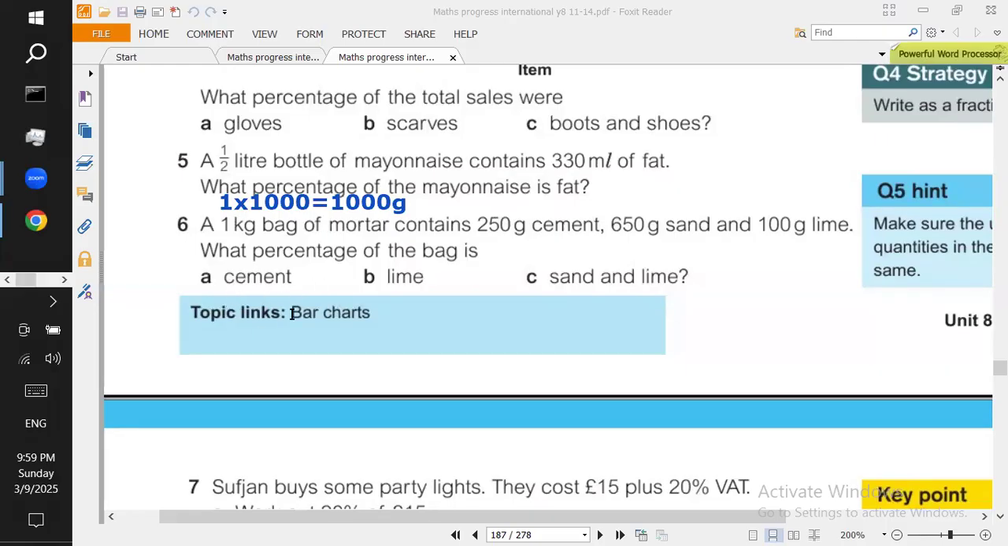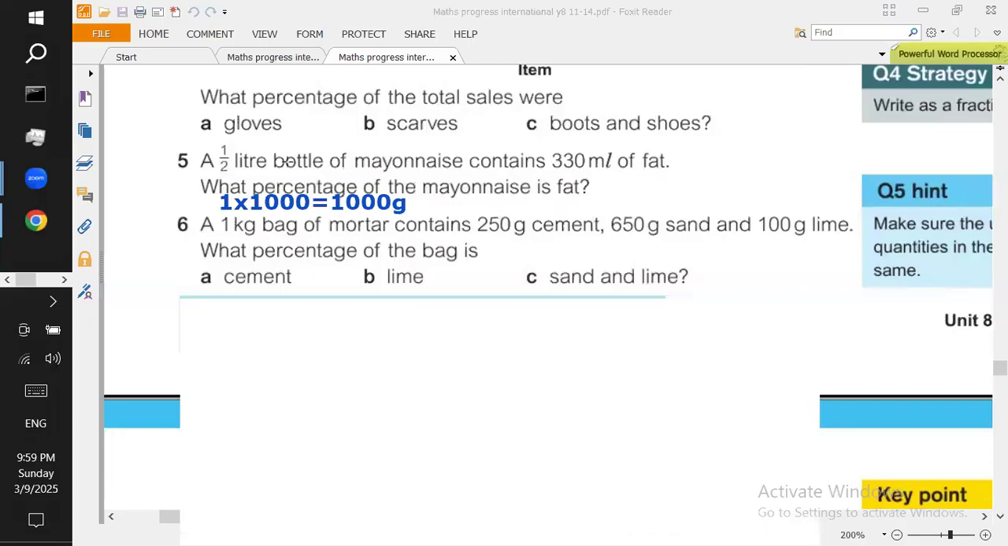Now, let's talk about the cement. The cement here contains 250. So the cement is 250. I make it as a proportion. So for the cement, 250 over 1,000. Okay. This is the proportion.